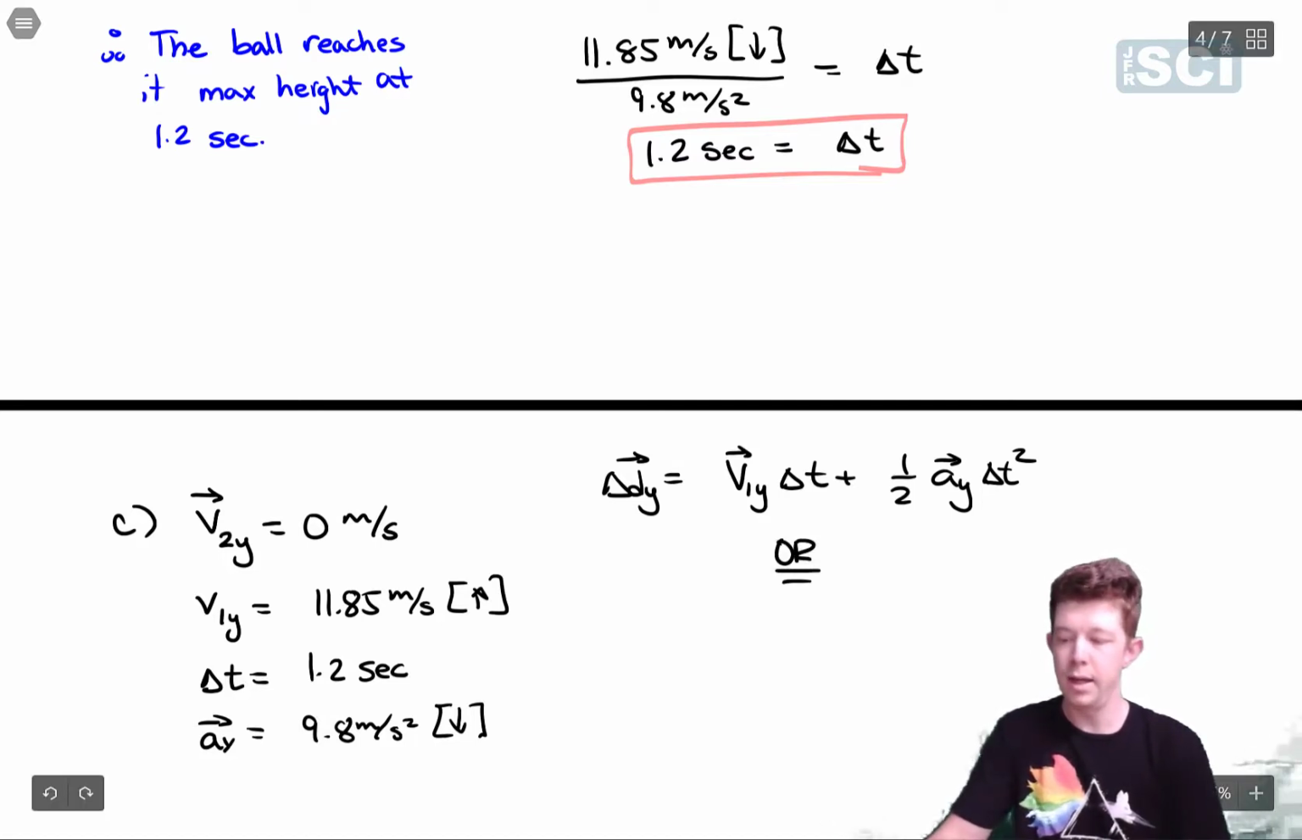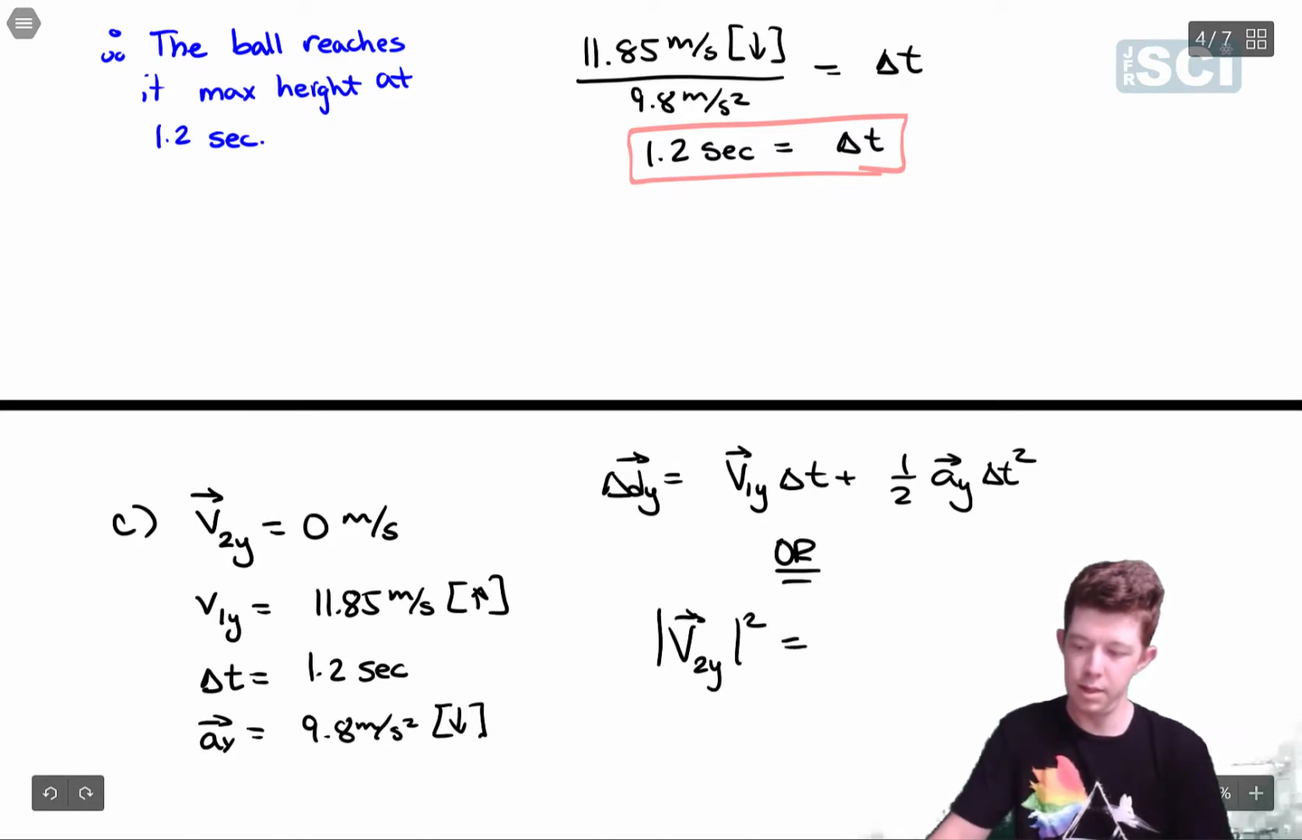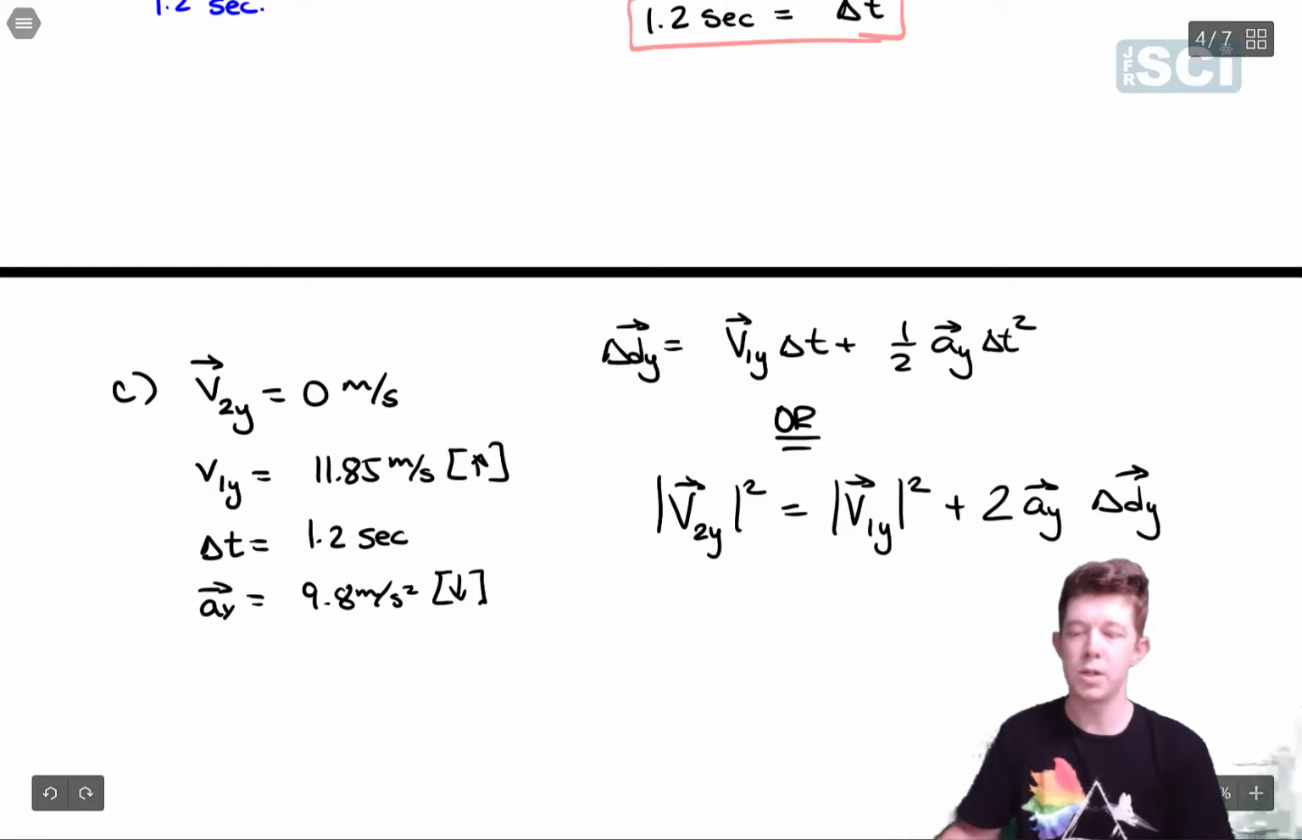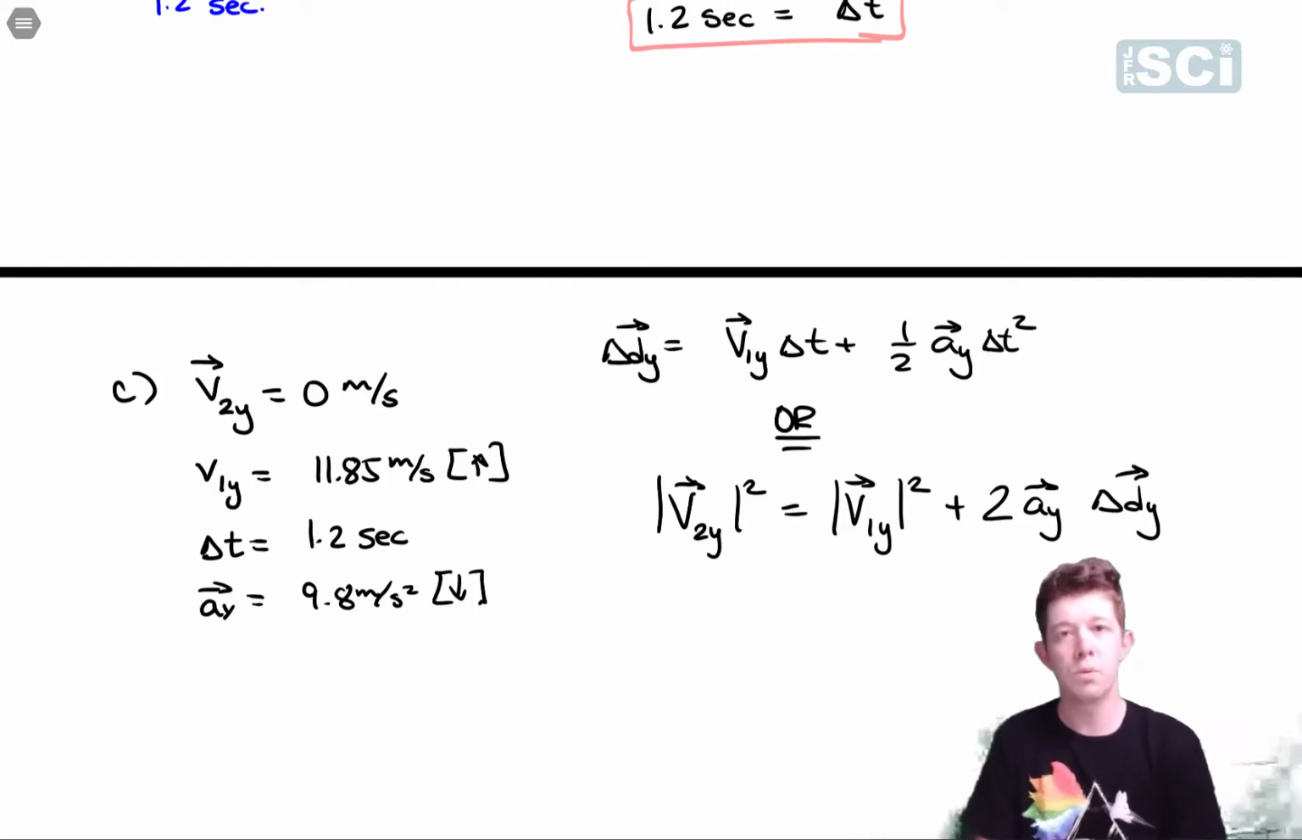Or another way I can do it is I can say that v2y squared is equal to v1y squared plus 2ay delta dy. And since we've been using the top equation often, I'll do the second equation just so that we're comfortable with multiple different versions of these equations. But both of these would work.